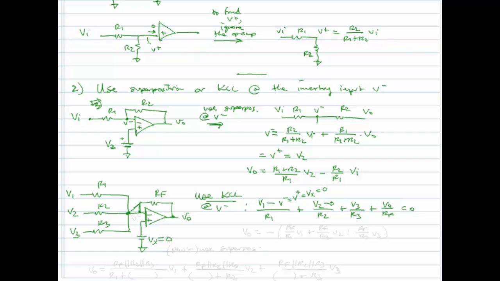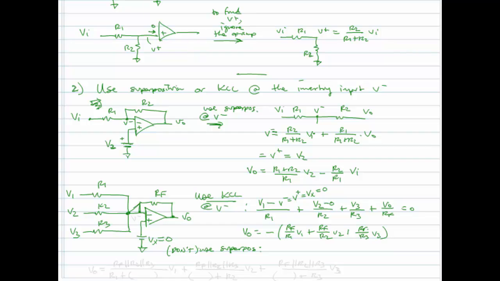In fact, you can see immediately that VO is equal to minus RF over R1 V1 plus RF over R2 V2 plus RF over R3 V3. Very simple to arrive at that, right? We could have used, okay, I'll say don't use superposition in this case.